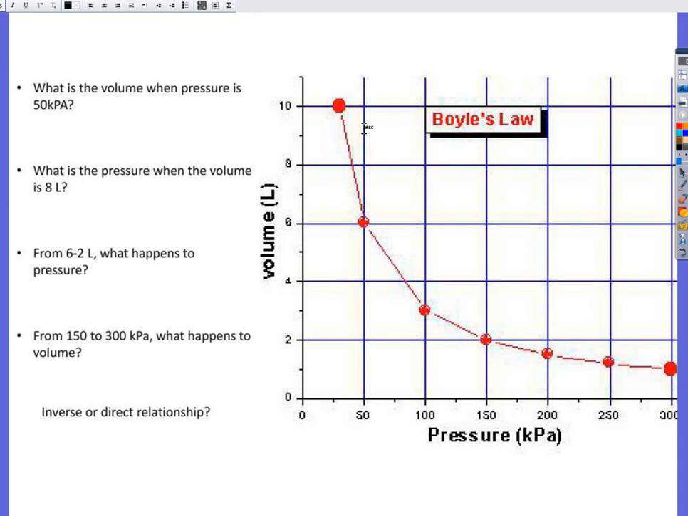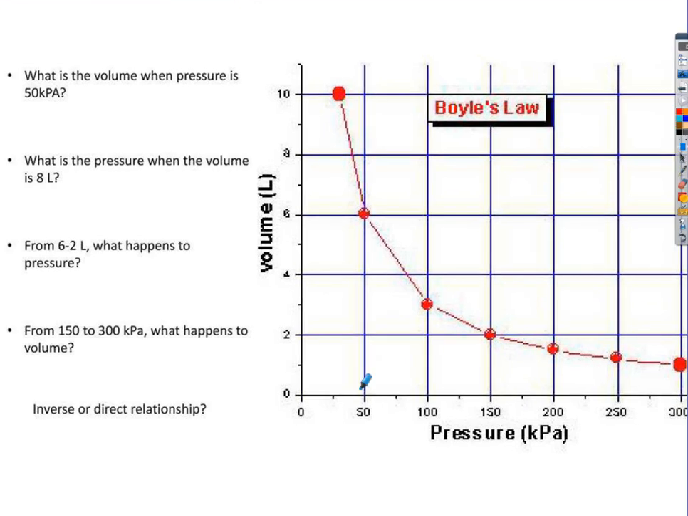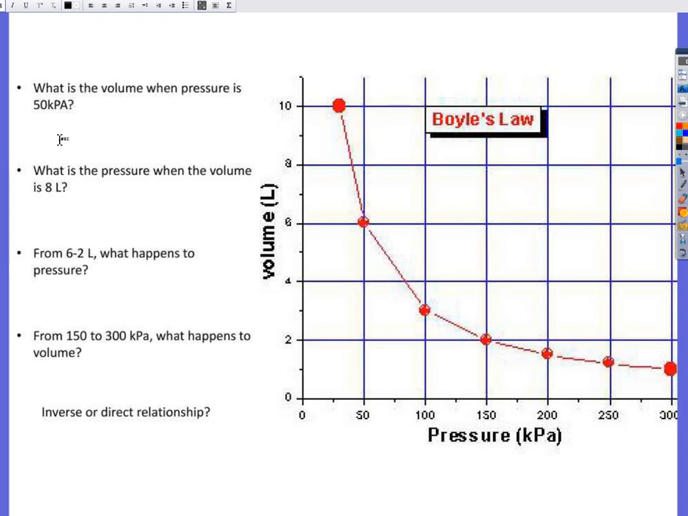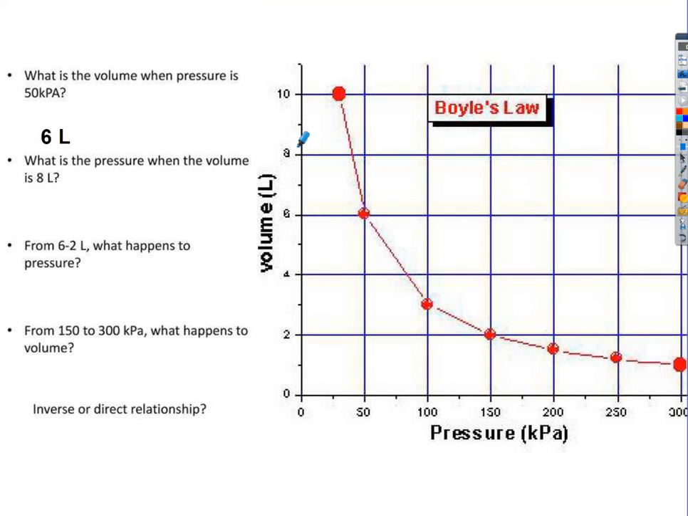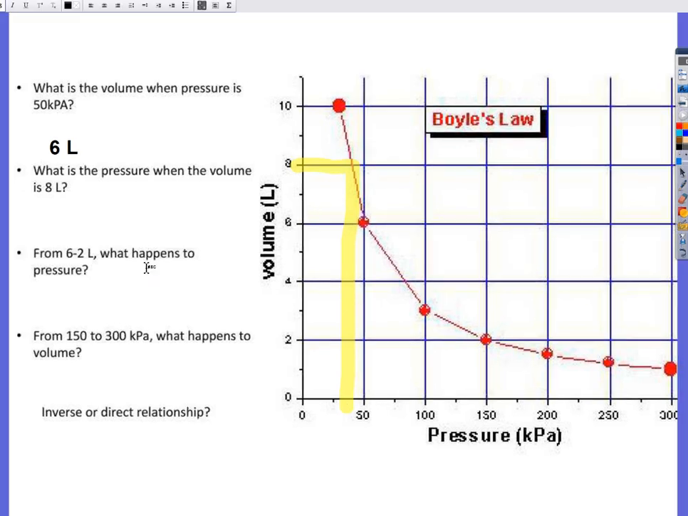Okay, what is the volume when pressure is 50 kPa? So you're going to look at your graph, we're going to find at 50 kPa the volume is 6. What is the pressure when the volume is 8? When the volume is 8, it should be around 35 or 40.